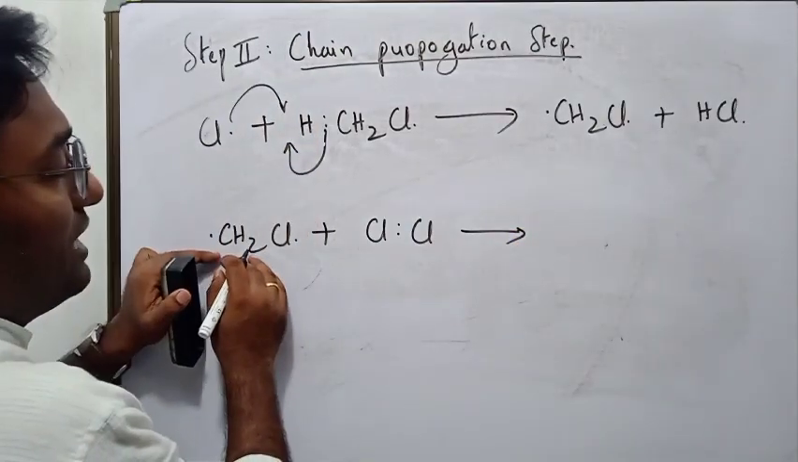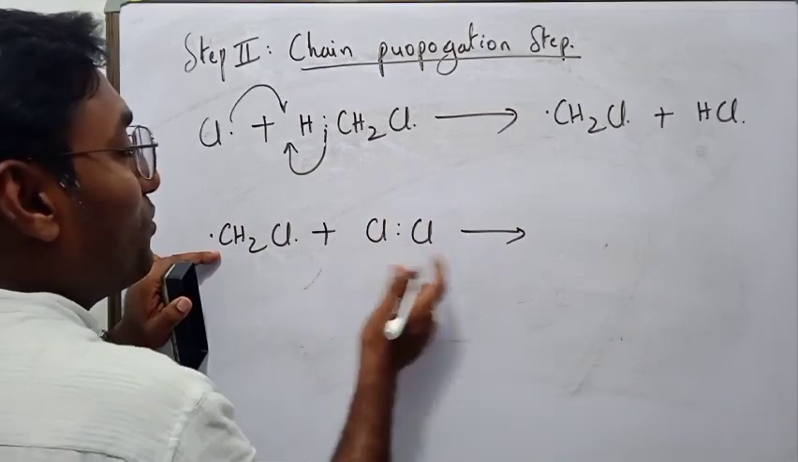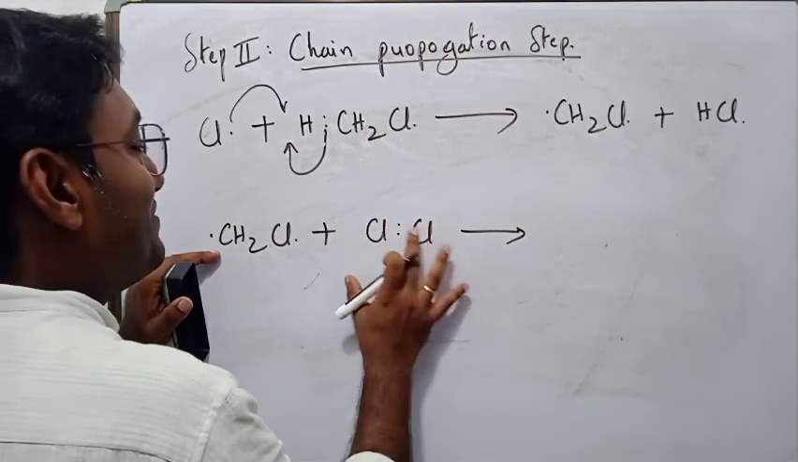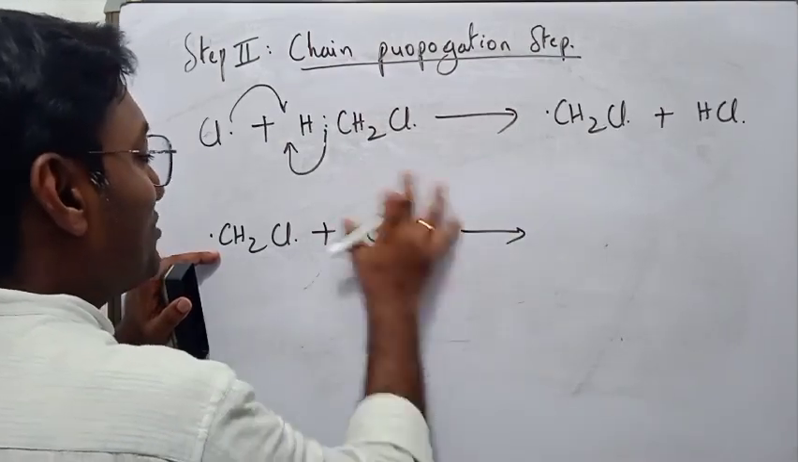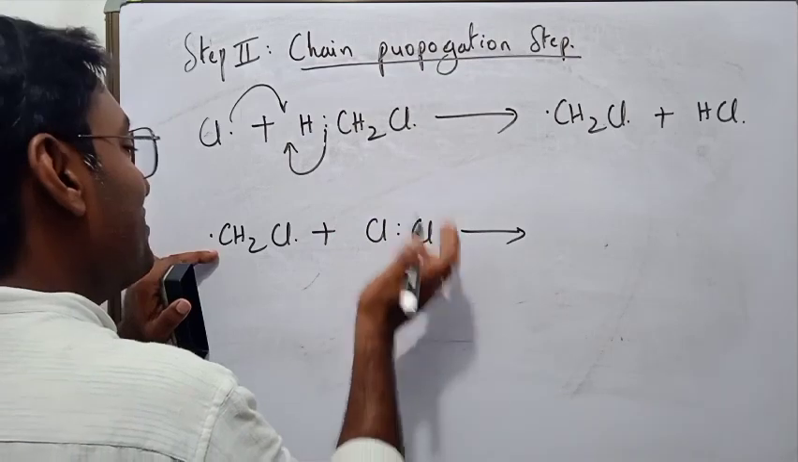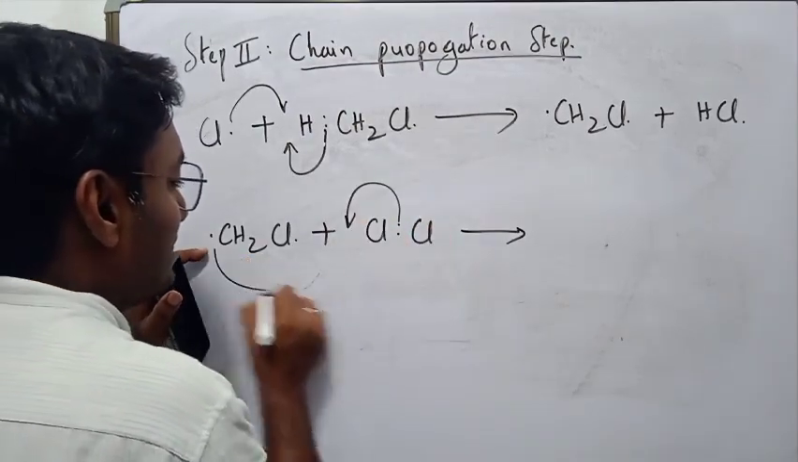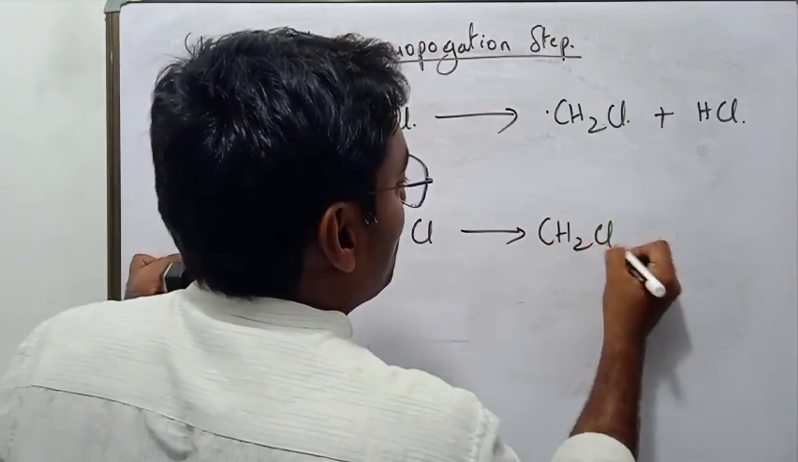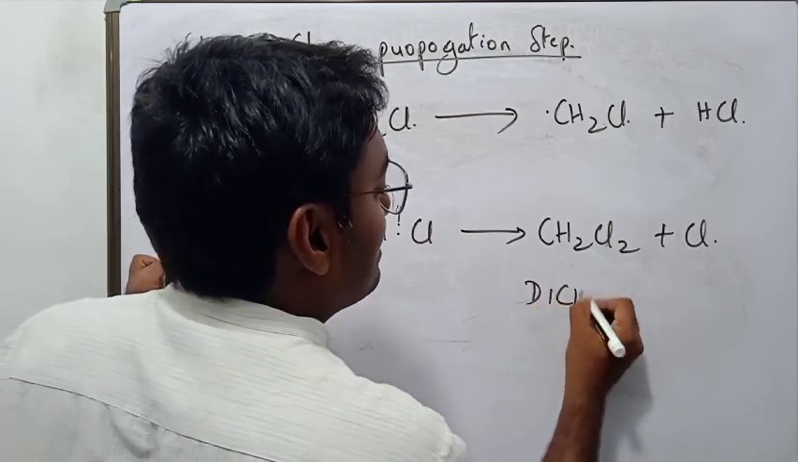This won't sit idle. This is also a free radical. It wants an electron, so it would react with chlorine in the reaction system. So chlorine should be there in excess, correct? If it is not there, then it would end. It would not propagate. So chlorine should be there in excess. Please note that. And what would happen? Yes. So now we got CH2Cl2 plus Cl free radical. Now we have done the second step. This is dichloromethane.